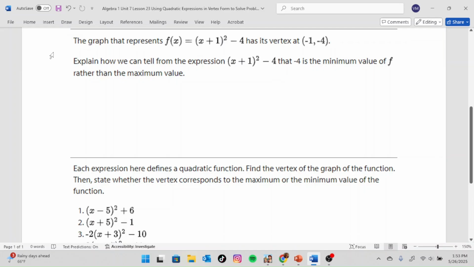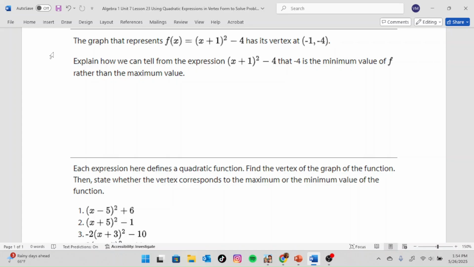Practice problem number 2. The graph that represents f of x equals the quantity of x plus 1 squared minus 4 has its vertex at -1, -4. Explain how we can tell from the expression that -4 is the minimum value of f rather than the maximum value.